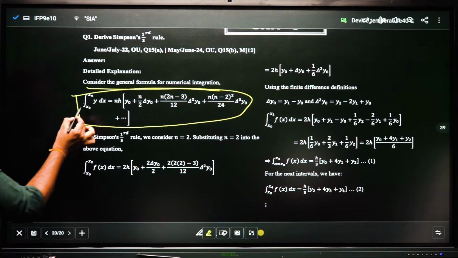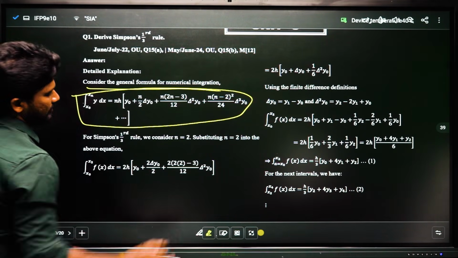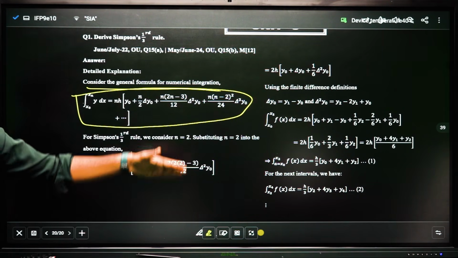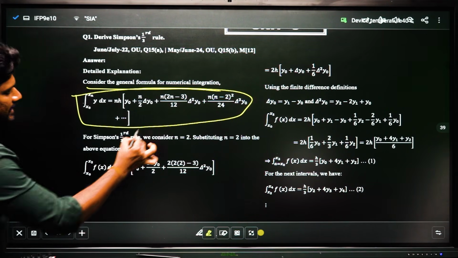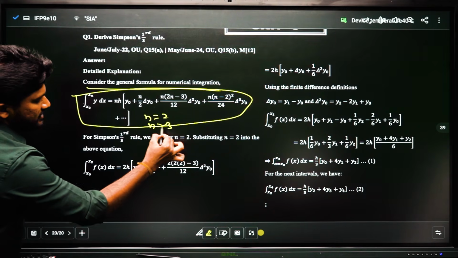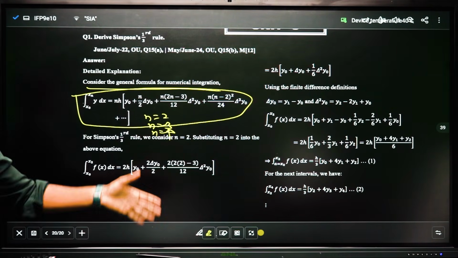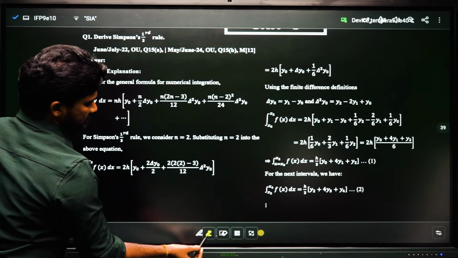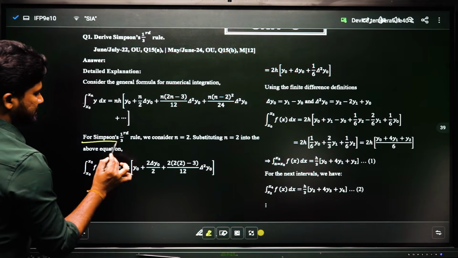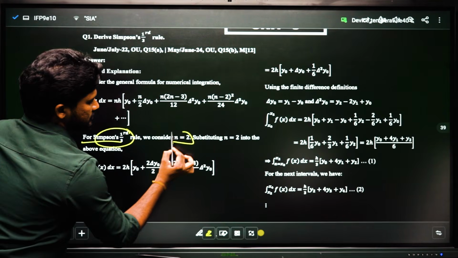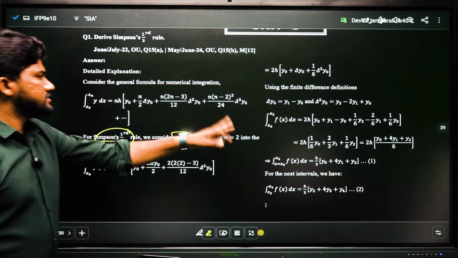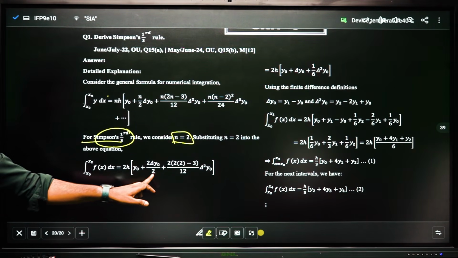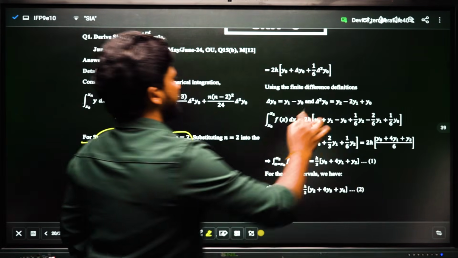Integration x0 to xn of y dx is equal to this formula. I told you about the trapezoidal rule, Simpson's 1/3 rule, Simpson's 3/8 rule. By substituting n is equal to 1, n is equal to 2 and n is equal to 3, you will get the different methods. To get the first method, you have to substitute n is equal to 2 for Simpson's 1/3 rule. Substitute n is equal to 2 in this equation, then you will get equations like this. Just substitute n is equal to 2 and simplify. Now finally you will get like this.